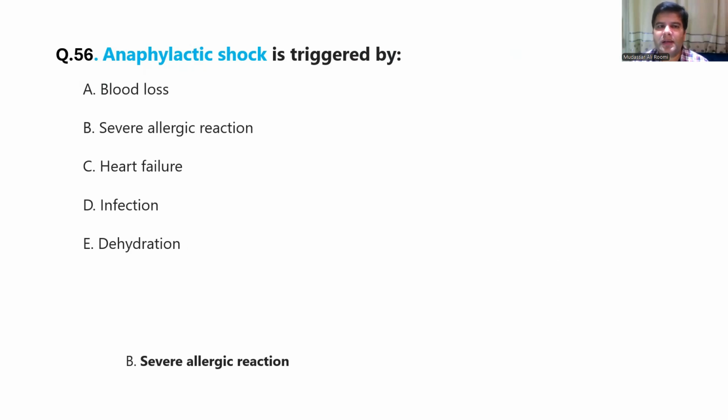This can occur in case a person is allergic to penicillin or some other antibiotic. If the injection of that antibiotic is given, the person may develop a systemic allergic reaction, which is called anaphylactic shock. It can be fatal if not treated.